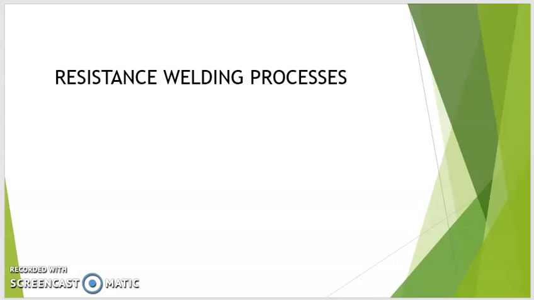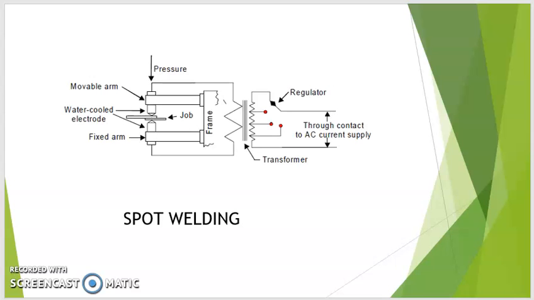There are many types of resistance welding processes such as spot welding, seam welding, percussion welding, upset butt welding, flash butt welding. Let us discuss the most common processes such as the spot welding and the seam welding process. So what happens in a spot welding process? Basically the welding is to be done at intermittent spots.